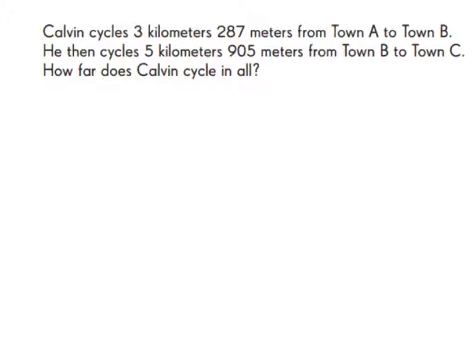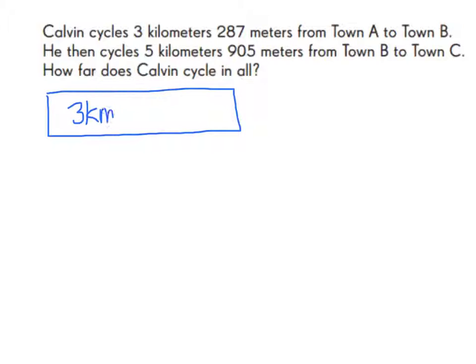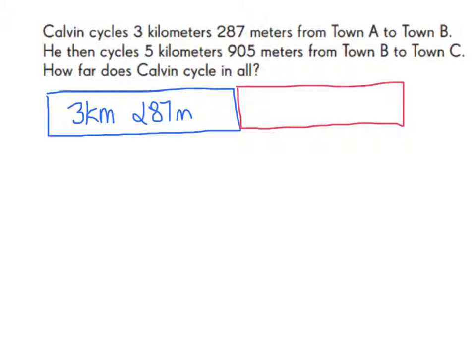Calvin cycles 3 kilometers, 287 meters from town A to town B. He then cycles 5 kilometers, 905 meters from town B to town C. Let's draw a bar that represents each of those values. The first would be 3 kilometers, 287 meters. The second bar would represent from town B to town C, a distance of 5 kilometers, 905 meters.